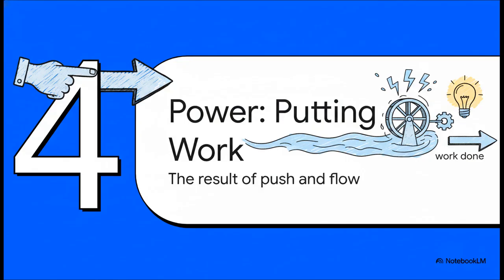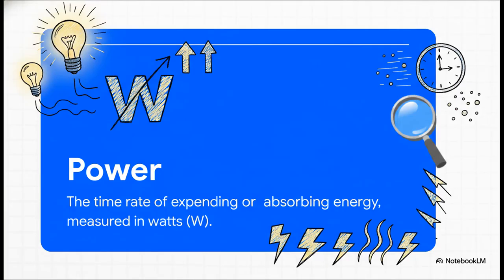Okay, so we have a push causing a flow. Now, whenever that happens in the real world, work gets done. You know, a flowing river can turn a water wheel. In electricity, we call this concept power. It's the result of that push and that flow working together. Power is simply the rate at which energy is being used or absorbed, and it's measured in watts, which is a term you already know. It's exactly why a 100-watt light bulb is brighter than a 60-watt one. It's just converting energy into light and heat at a much faster rate.